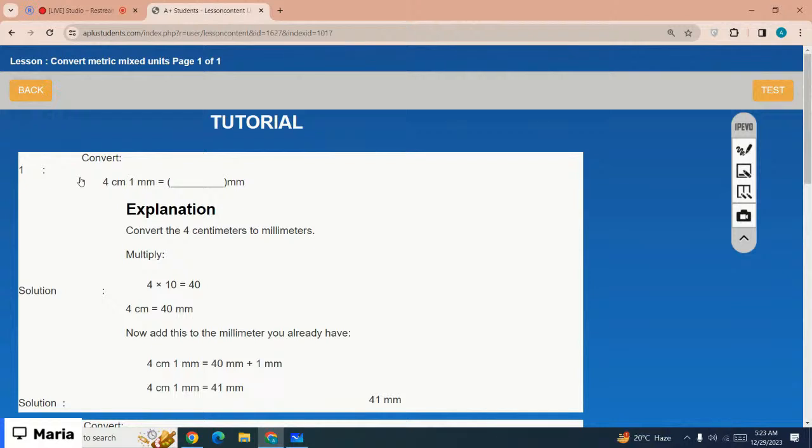You have to convert to millimeters, right? So we know that in 1 centimeter you have 10 millimeters. So you have to convert 4 centimeter to millimeter. So 4 times 10 is 40. You have to add 1 millimeter. So 40 plus 1 is 41. So that is 41 millimeters, right?